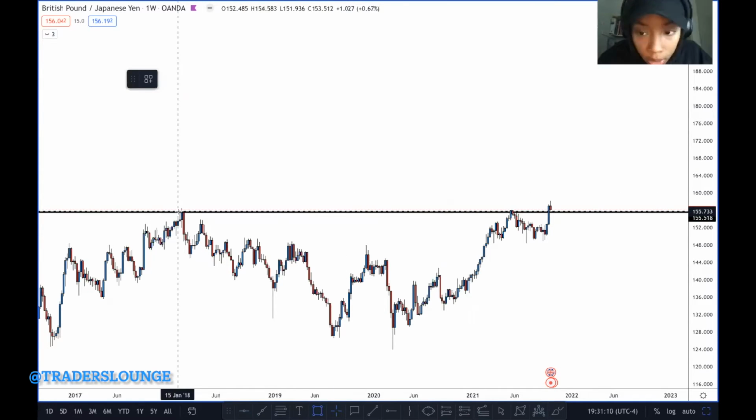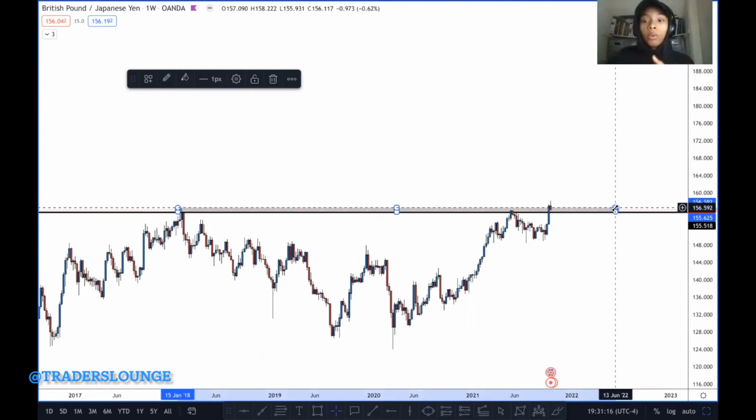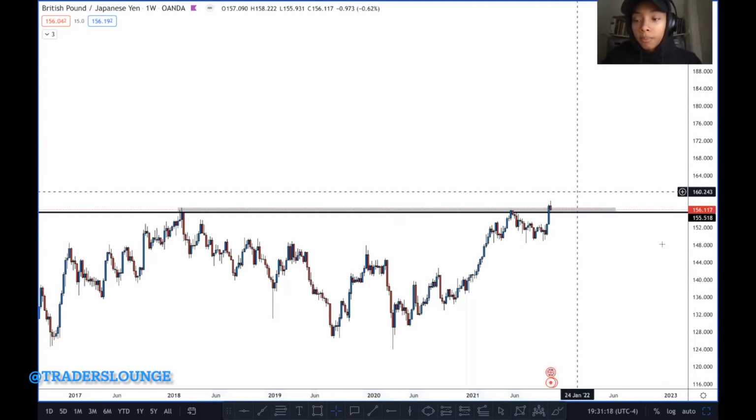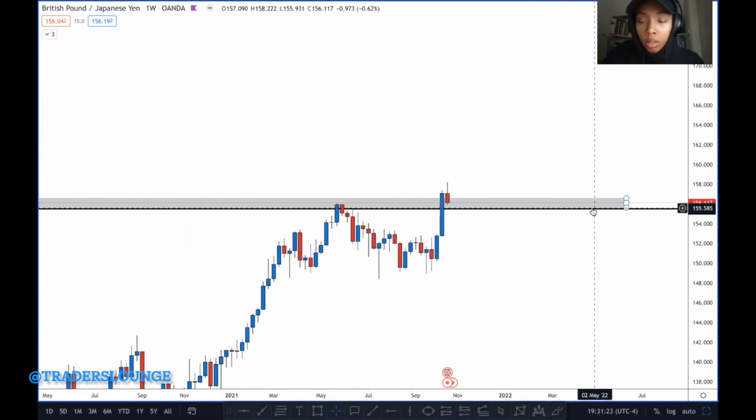I want to see, did price retest this? We're retesting this area right now. So this previous week we retested here. That's what it looks like. We're in this zone area.